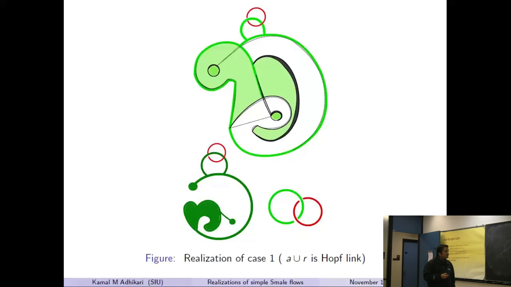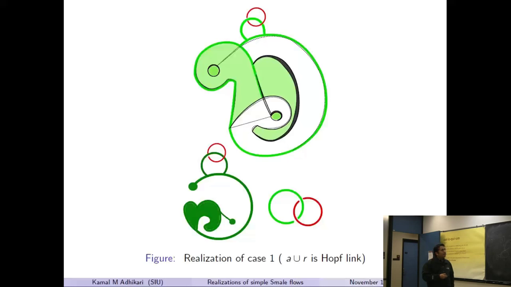All are inessential in this case. The green color is the attractor, and the red is the repeller. The neighborhood of the attractor is a solid torus, and the attractor fits into this annulus this way.